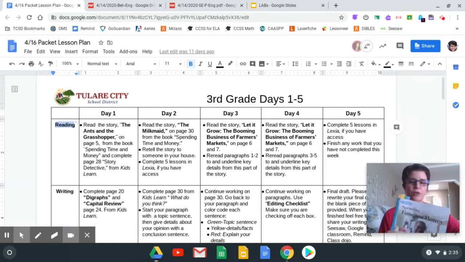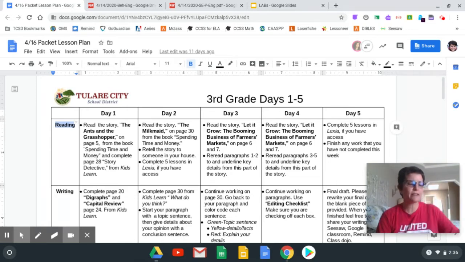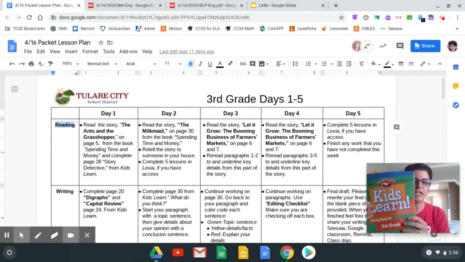That's how you know which book we're talking about. So in Benchmark Reader, the first story that you're going to be looking at is a story called The Ants and the Grasshopper. Now we say that it's on page 5. It's actually going to be part of a 2-page spread, but you're only going to be paying attention to the story that's called The Ants and the Grasshopper. You're also on that same day going to be doing page 28 out of this book. So make sure you pay attention which book with which page number.